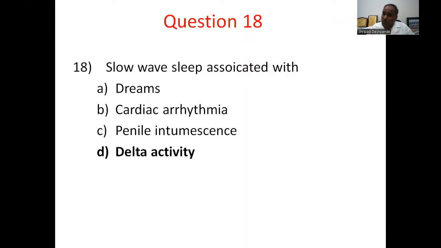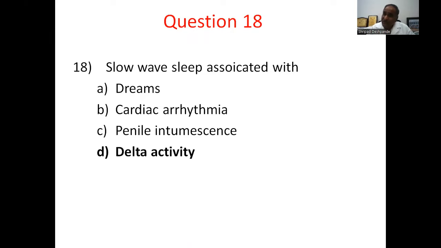Dreams are usually seen in REM sleep. Slow wave sleep is an NREM sleep, and you will see that cardiac irregularities and other things may not be in slow wave sleep. Even penile intermissions are not seen. So that means options A, B, C are not correct.